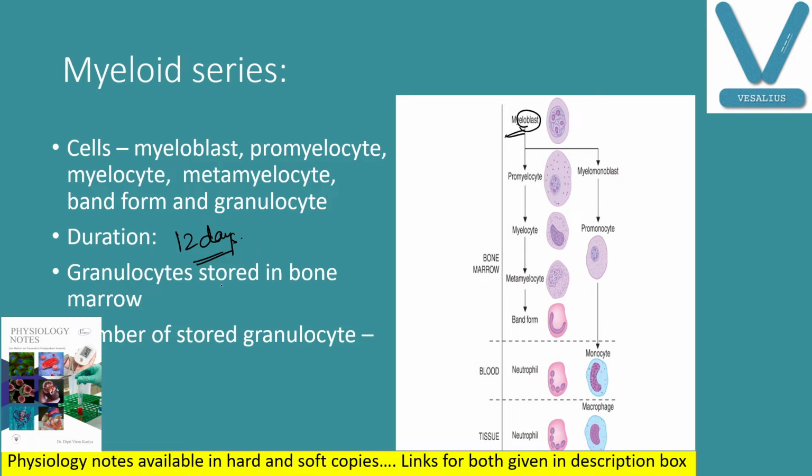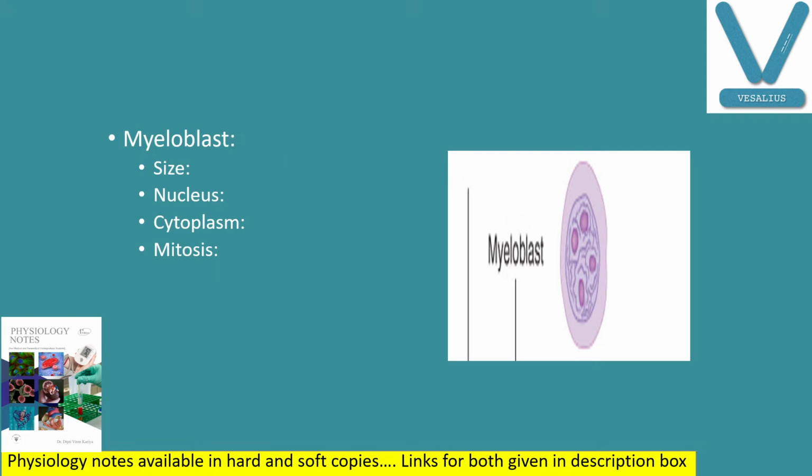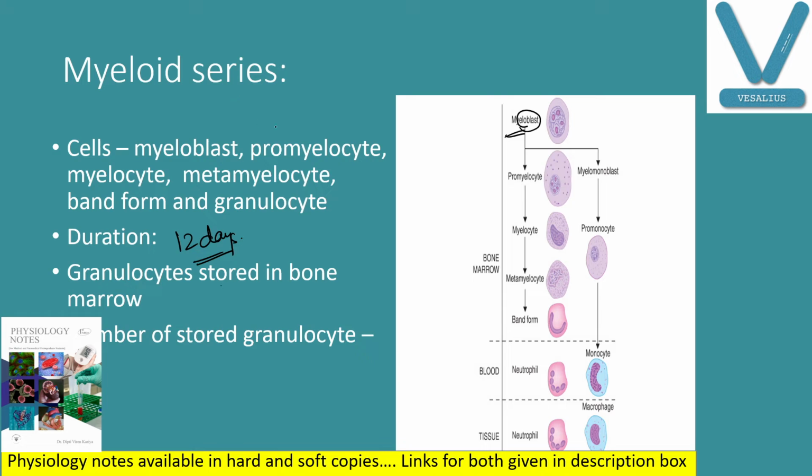Okay, and these granulocytes are stored in the bone marrow, and the number of stored granulocytes is 3 times more than the granulocytes present in the circulation. Now we'll discuss the morphology of each and every cell. We have discussed the series. You can see here myeloblast, promyelocyte, myelocyte, metamyelocyte, band form, and granulocyte.